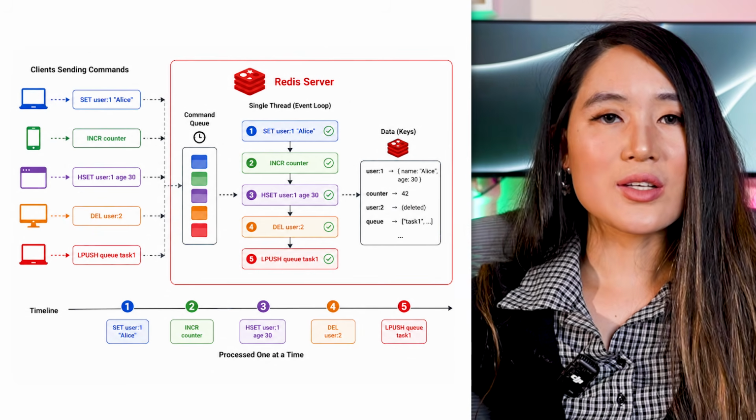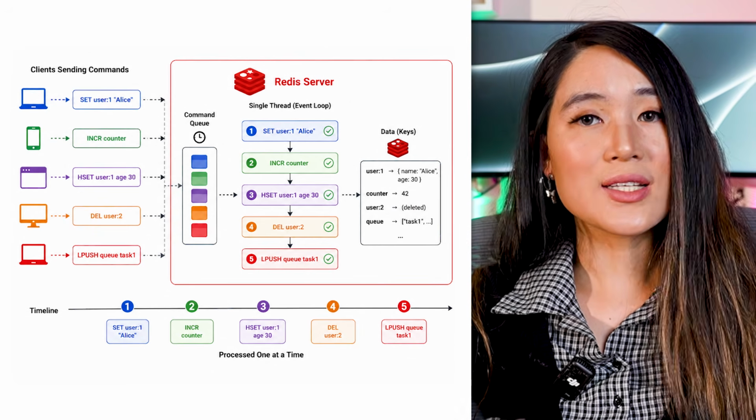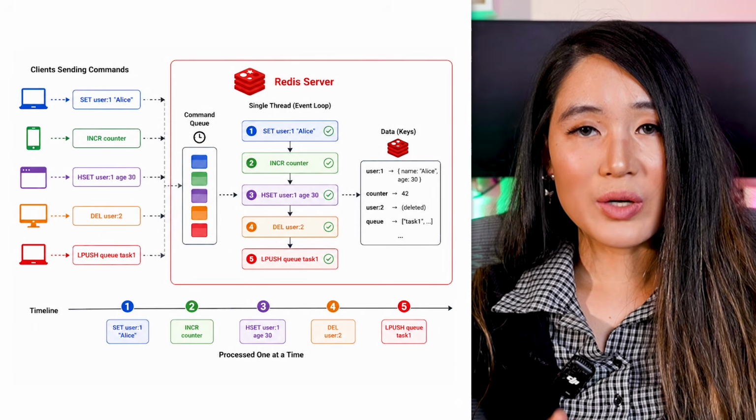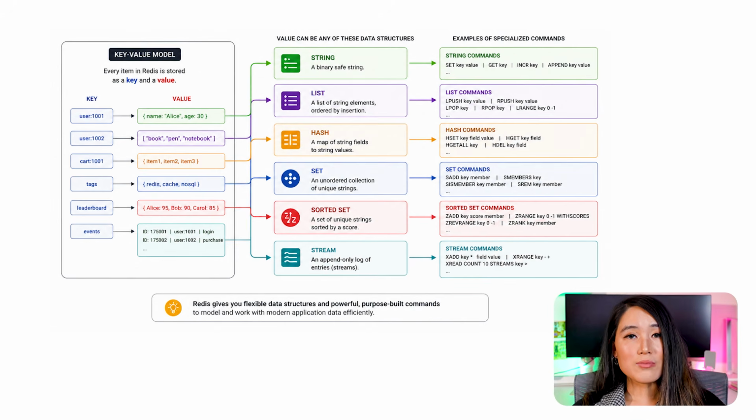Then there's how commands run on a single thread, one at a time. So there's no locks, no race conditions, no two writes colliding on the same key. Every single operation is atomic by default. And finally, the data structure part. It's a key value model, but the value isn't just a string. It can be a list, hash, a set, a sorted set, or a stream, each with its own specialized commands.